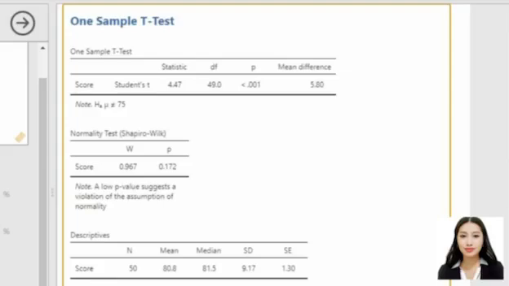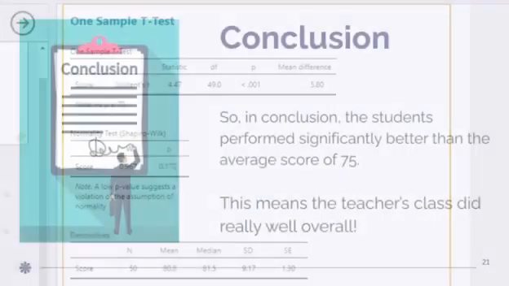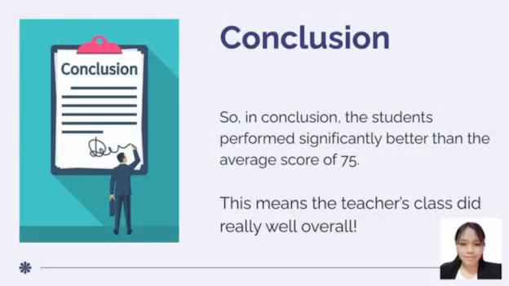The student's actual average score is 80.8, and we are comparing it to 75. Since 80.8 is higher than 75 and the result is significant, we can say that the student average score is truly higher than 75. So overall, the student performed better than the expected average score of 75. So, in conclusion, the students performed significantly better than the average score of 75. This means the teacher's class did really well overall.